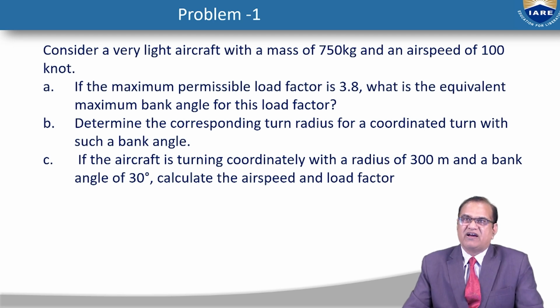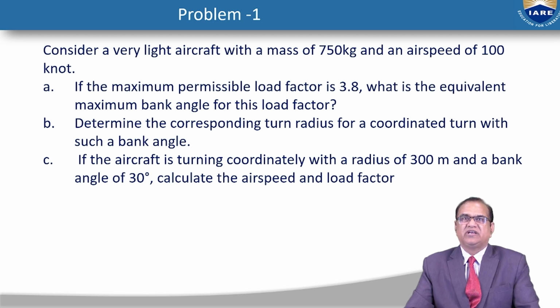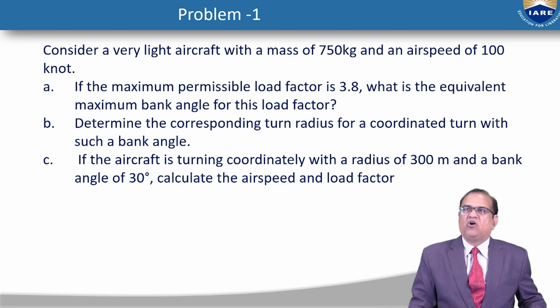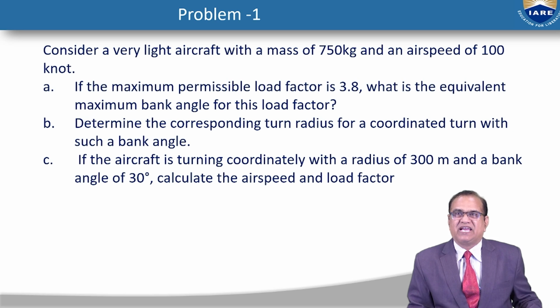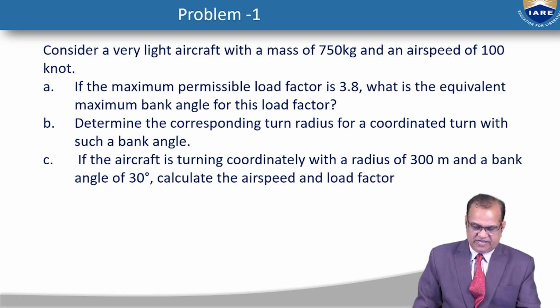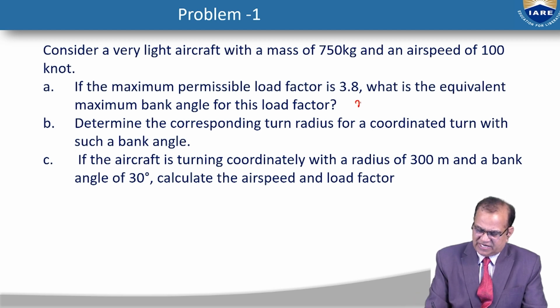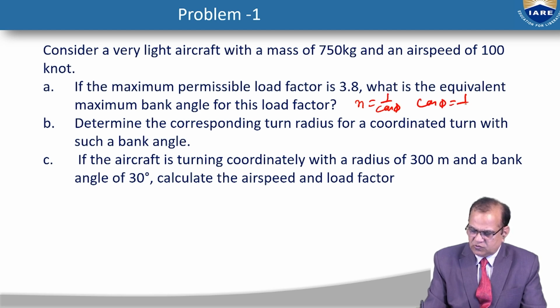Consider a very light aircraft with a mass of 750 kg and airspeed of 100 knots. If the maximum permissible load factor is 3.8, what is the equivalent maximum bank angle of this load factor? So if you see here, weight is given, airspeed V is also given, n is also given. So what is the equivalent maximum bank angle? I think we know that n is equal to 1 by cos phi, or cos phi is equal to 1 by n, 1 by 3.8. So we can find this very easily.